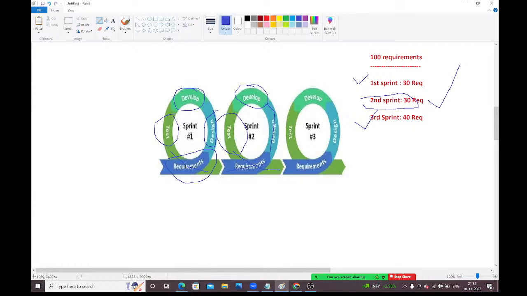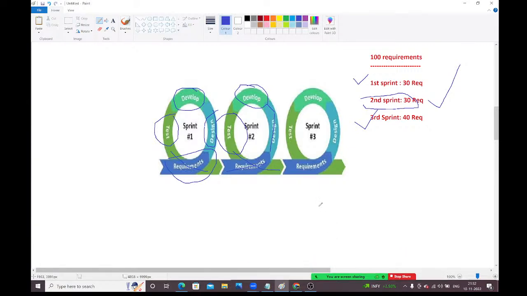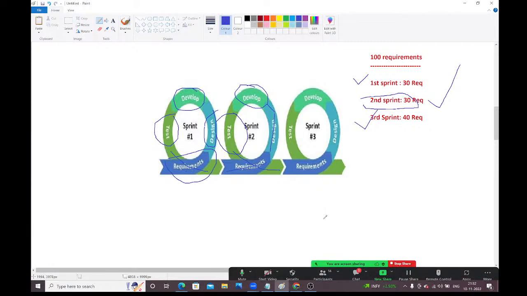Guys, if you want to release the sprint, who will be involved in that release process? Who will be involved? Please respond in the chat box, guys. I'm not getting any responses, as two-way communication is required.